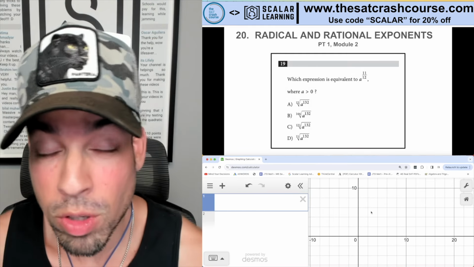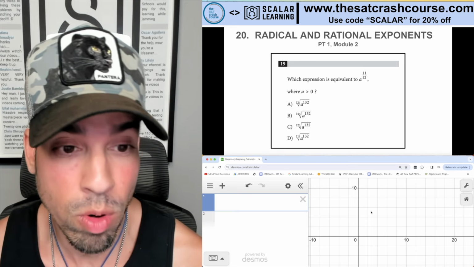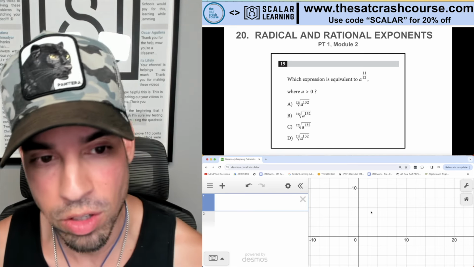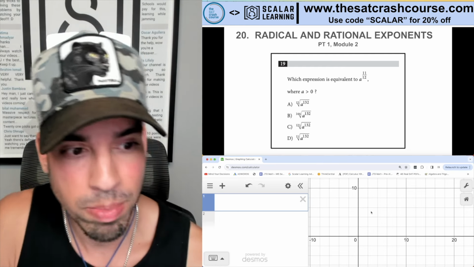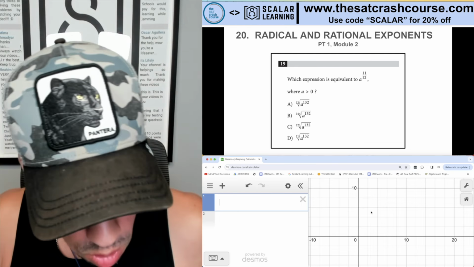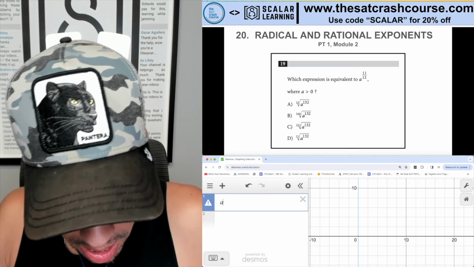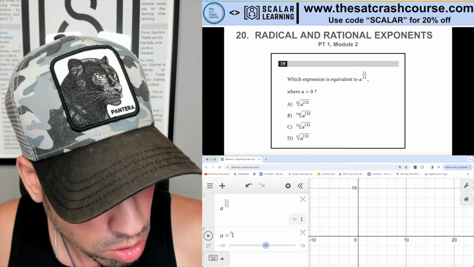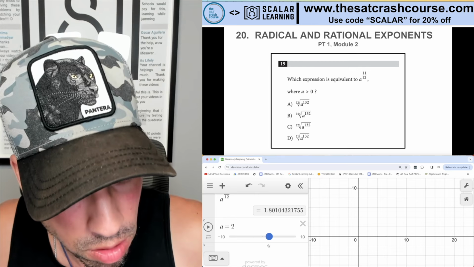Now for this one, you can do a nifty little trick, right? You may know, hey, the denominator is the index of the root, the numerator is the power. You can break it up that way and then try and equate it to these. Or you can do this, right? You can say a to the 11 over 12. And now we can add that little slider that we talked about, right? Let's not make it 1 because 1 gives us some weird false positives.